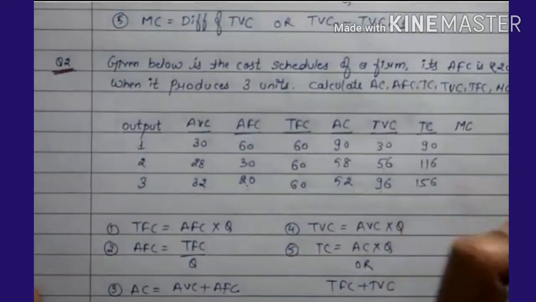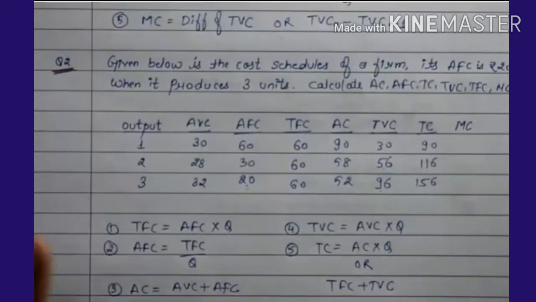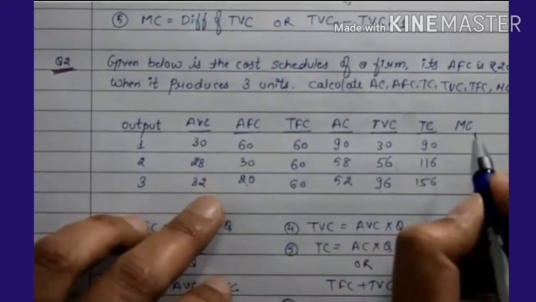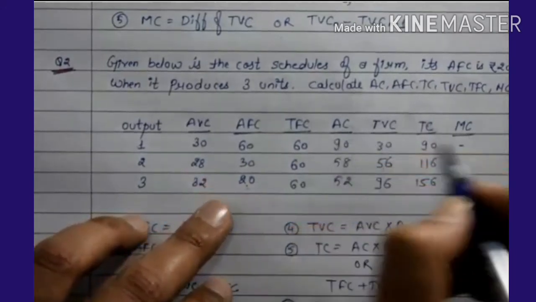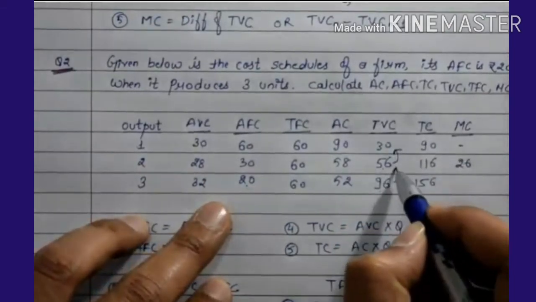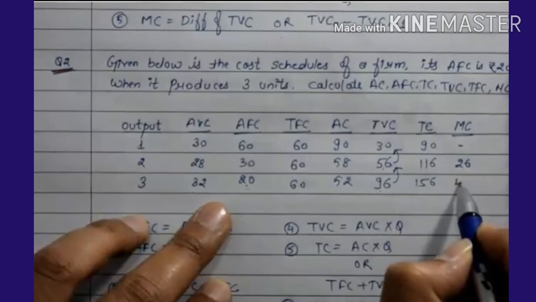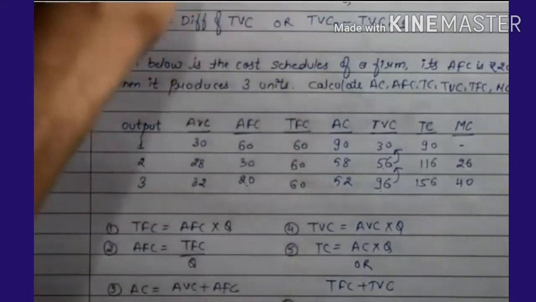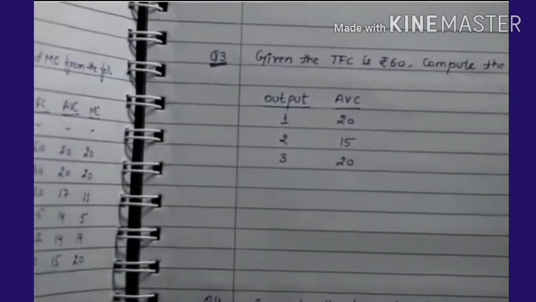So next you have to find MC. Either subtract the current value and previous value of TVC, or you can subtract the current value and previous value of TC. So both are the same. So TVCn minus TVCn minus 1, where n is the current value. 30 is the first, and the previous value you don't know, so you have to put a dash. Then 56 minus 30 is 26. Then 96 minus 56 is 40.